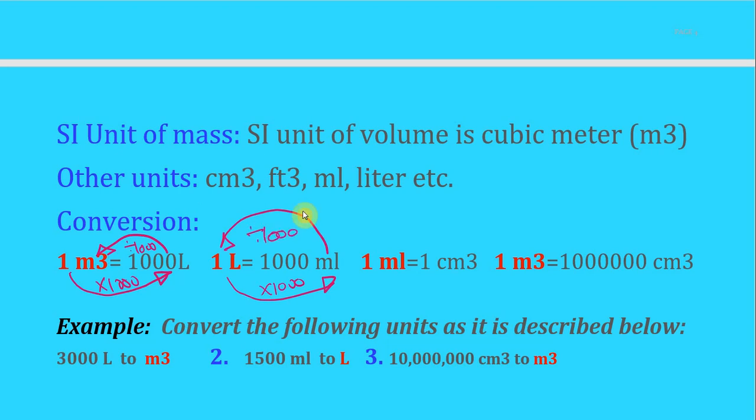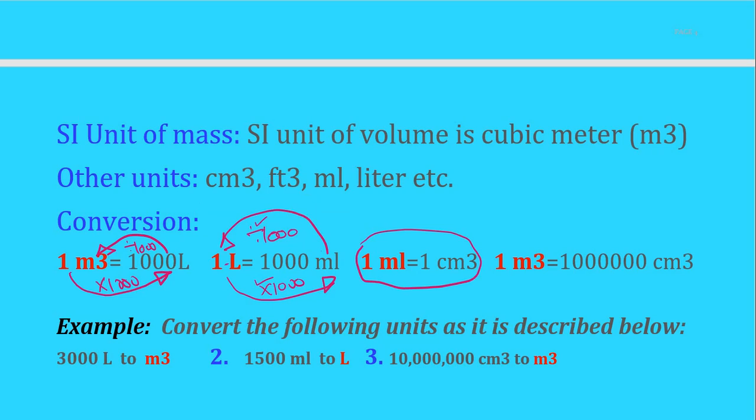And the rule is, whenever you are converting a larger unit into a smaller unit, you have to multiply. Whenever you are converting a smaller unit into a larger unit like liter, you have to divide. Meter cube and centimeter cube are not equal in quantity. So just remember this: 1 cubic meter is equal to 1 million cubic centimeter.